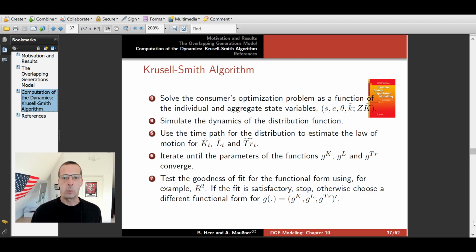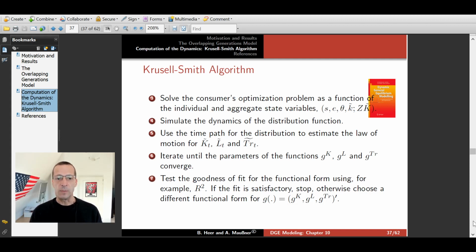In the fourth step, we simulate the dynamics of the distribution functions relying on these policy functions. So we have a particular productivity Z in this period. We know the probability that it takes Z prime in the next period. So we use a random number generator to determine which will be the value next period. And for this new value, Z prime, and for the capital stock K prime, we can compute the dynamics of the distribution function.